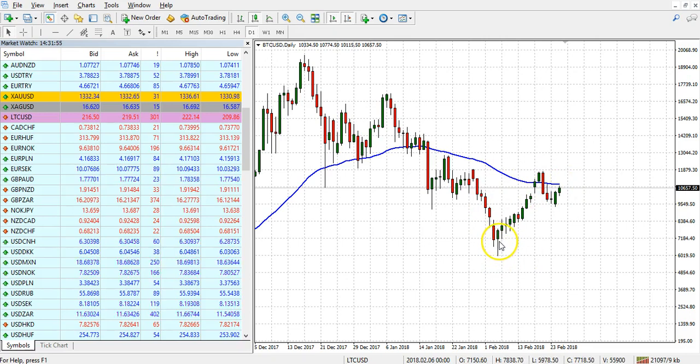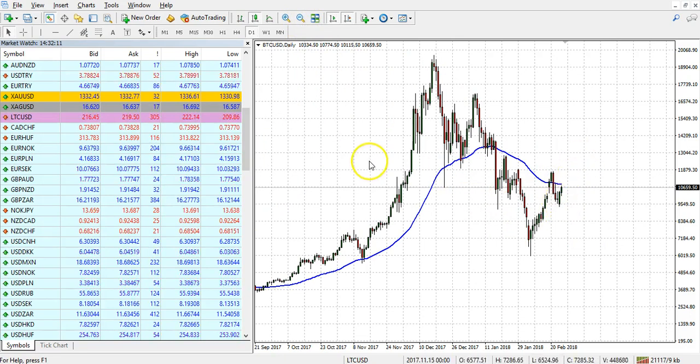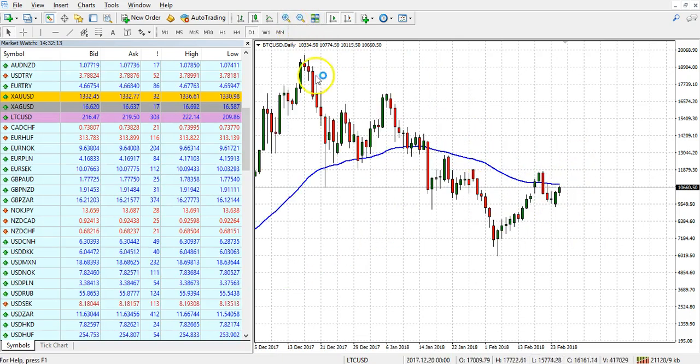Now, we see here we are recovering all the way. We have a pin bar here on the daily chart, and look at it. All the move trading a little bit above the moving average and then coming all the way back below it. Now, what we need to understand is that we're on a bearish trend. It hasn't finished.